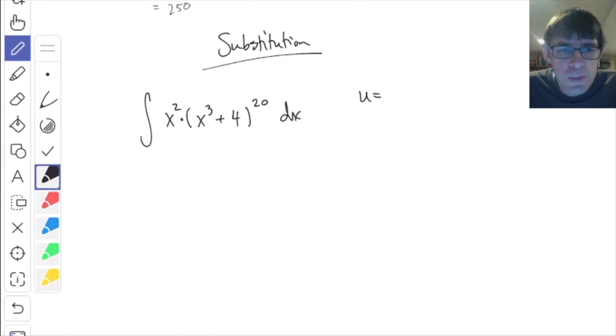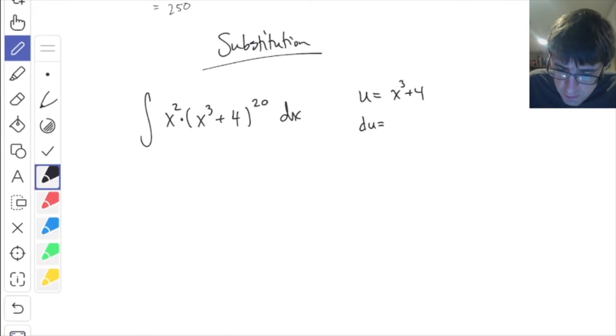What should I choose to be the inside of something? Anybody want to say? What are you going to choose the u to be here? x cubed plus 4. Yeah, I'm going to choose x cubed plus 4 because it's the inside of those parentheses. Next step when you're doing the substitution is to find the du, and the du is the derivative of u. So that's easy to do. The derivative of x cubed is 3x squared. The derivative of plus 4 is 0, so that is going to go away. And then I always include dx as part of the du.